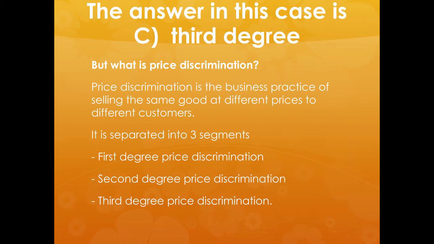But before we go into the reasoning behind this, it is crucial to know what price discrimination is. Put simply, price discrimination is a business practice of selling the same good at different prices to different customers. However, since there are different ways of measuring this, it is separated into 3 segments, being first-degree price discrimination, second-degree price discrimination, and third-degree price discrimination.